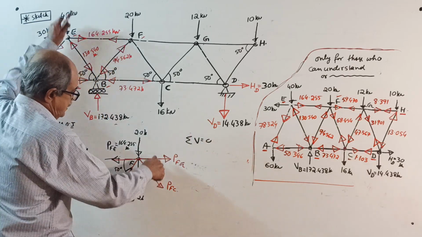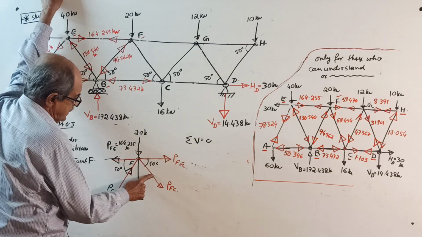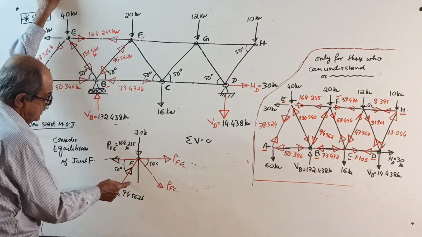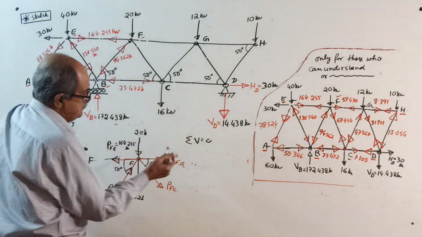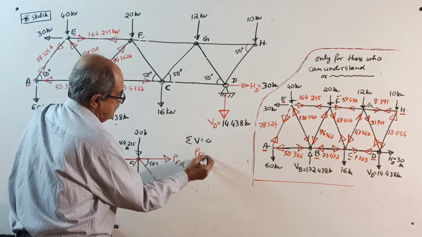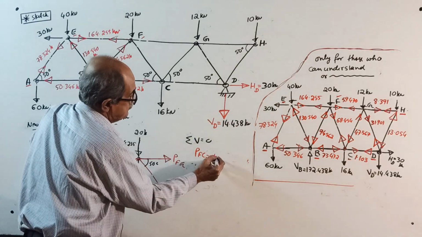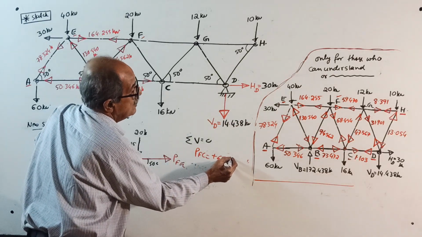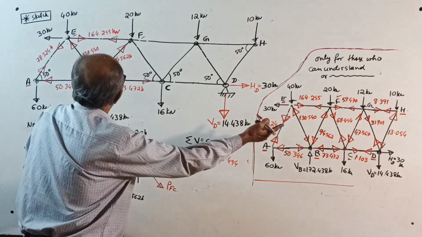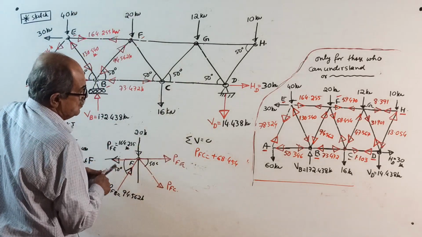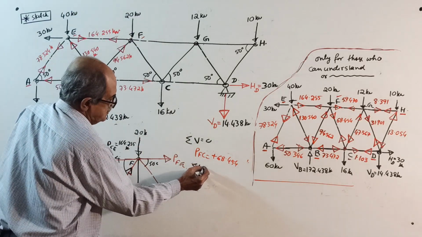Upward positive. Minus PFC sin 50 plus 94.562 sin 50 minus 20 equal to 0. You will get PFC plus 68.454. Then sigma H equal to 0.